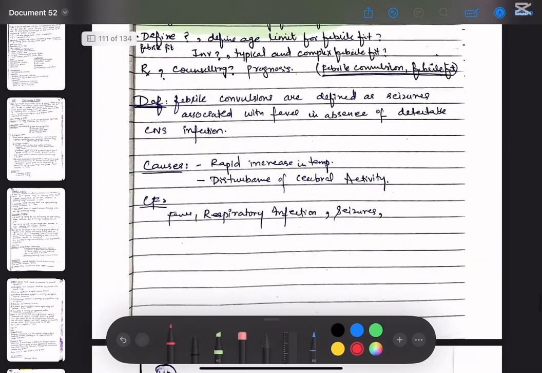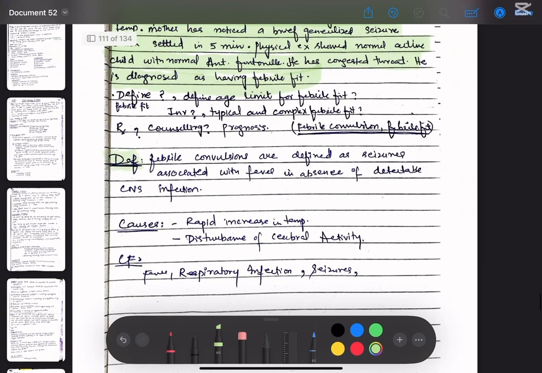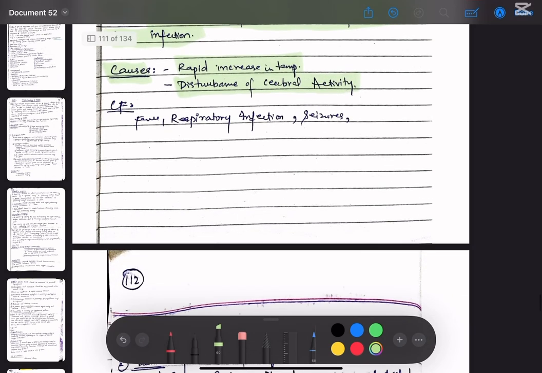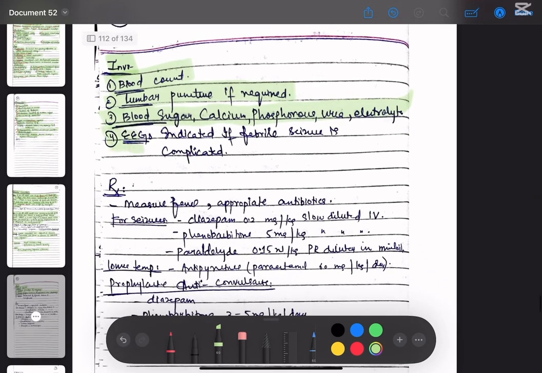So we have a definition of febrile convulsions: these are defined as seizures associated with fever in the absence of detectable CNS infection. The causes are rapid increase in temperature and disturbance of cerebral activity, and the clinical features are fever, respiratory infection, and seizures. The investigation options for febrile convulsions are blood count, lumbar puncture if required, blood sugar, calcium, phosphorus, and urea and electrolytes, and EEG, which is indicated if febrile seizures are complicated.